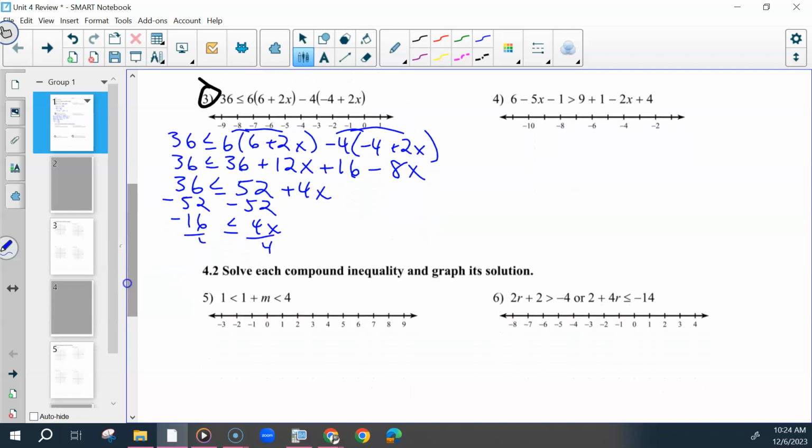Divide both sides by 4. I flipped it if you would like to see that version, but either of these is fine. Again, this would be closed, going to the right. As long as you read this backwards, x is greater than or equal to -4. You don't have to flip it as long as you can read it backwards. Other questions on 3?